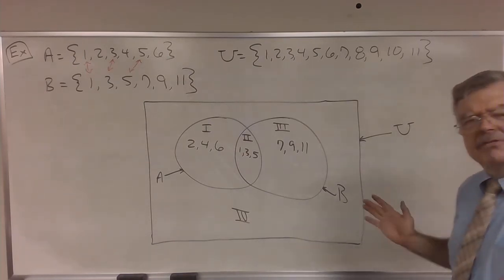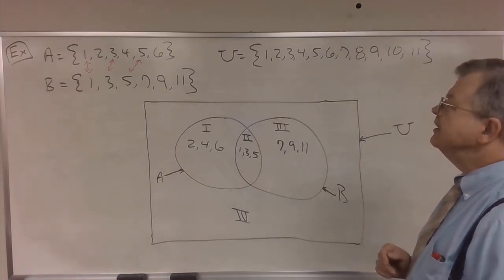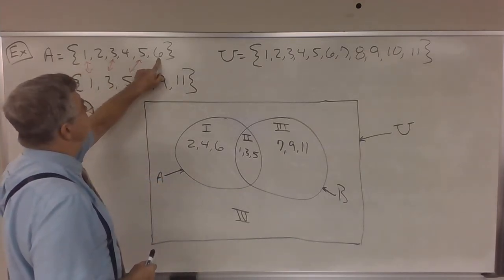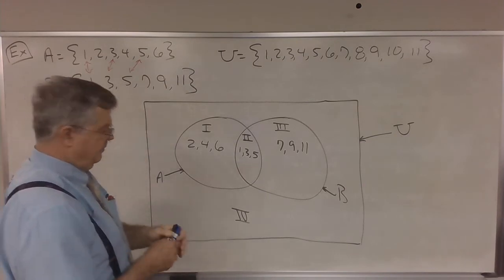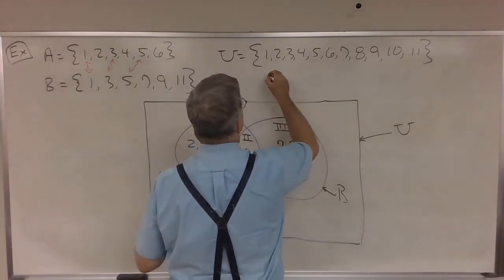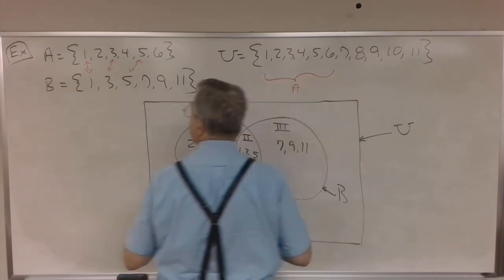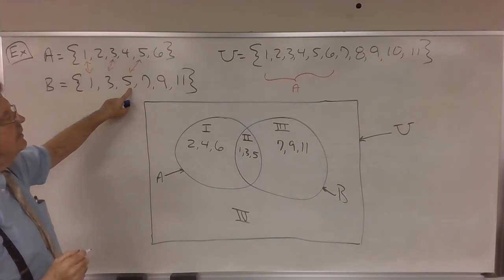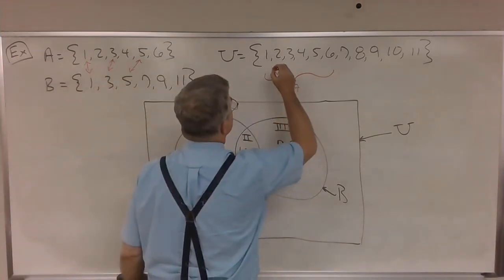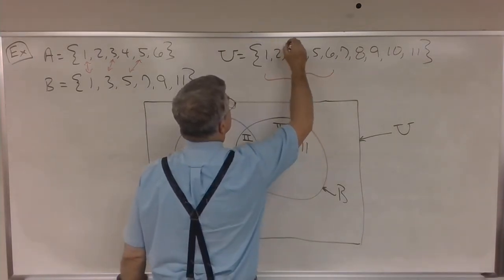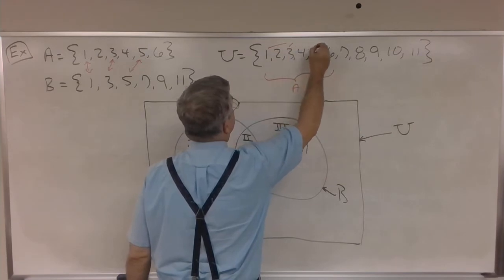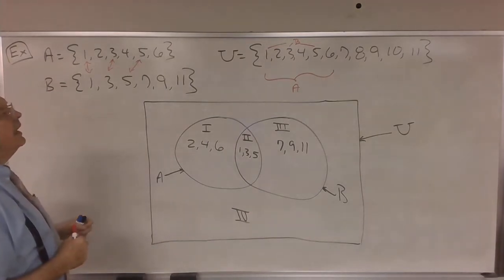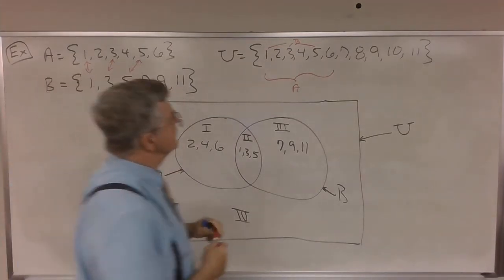Now, does this account for all elements in the universe? Let's see. The numbers 1 to 6 are in set A. And the numbers 1, 3, and 5 are in set B. And the numbers 7, 9, and 11 are in set B.